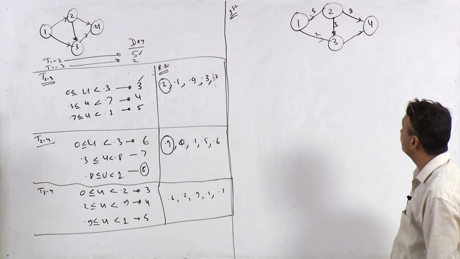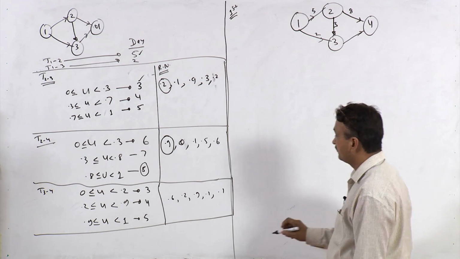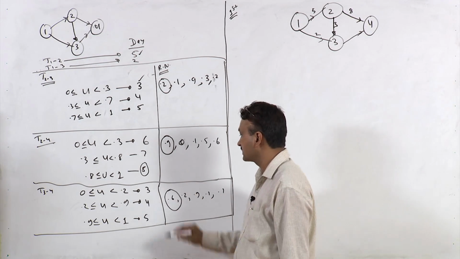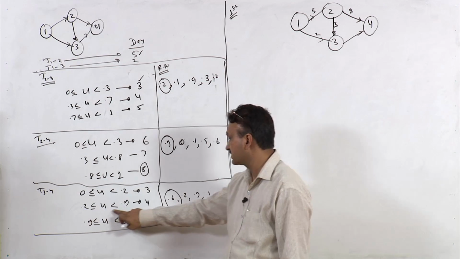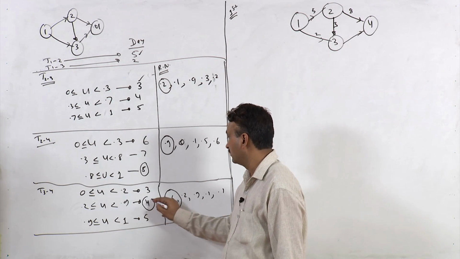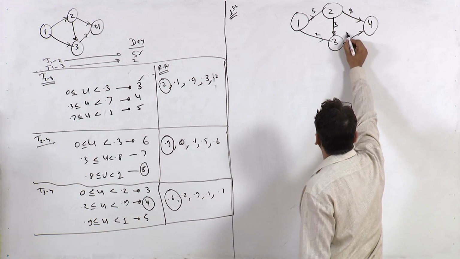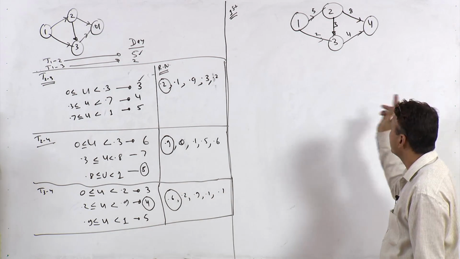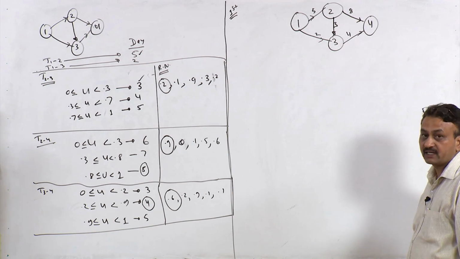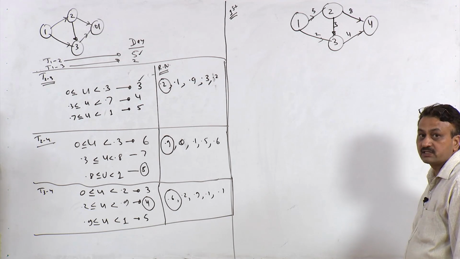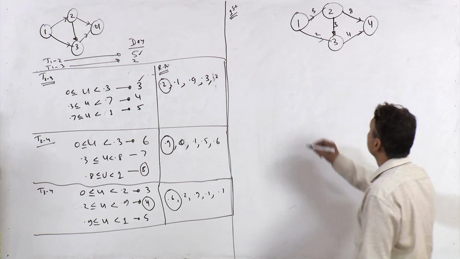For activity 3-4, the first random number is 0.6. 0.6 is in this range. It means the duration is 4. Let us find out the different critical paths and the total duration of this project.